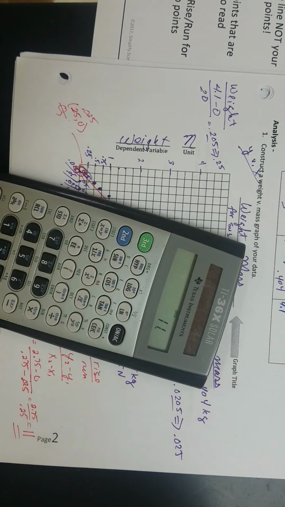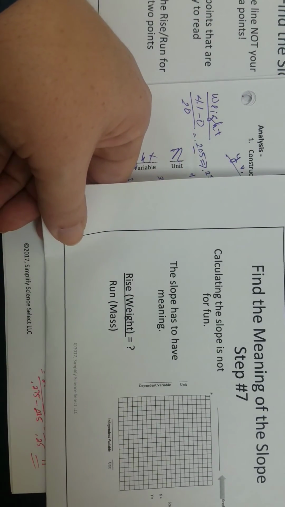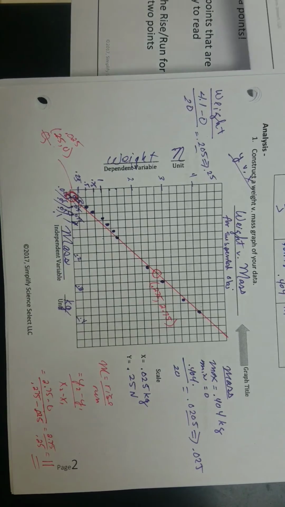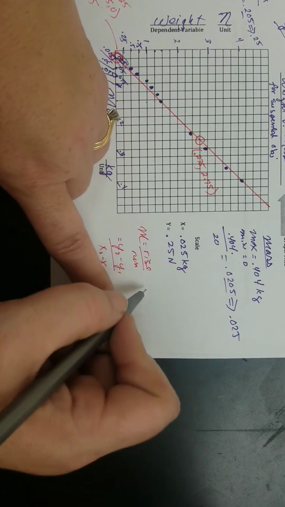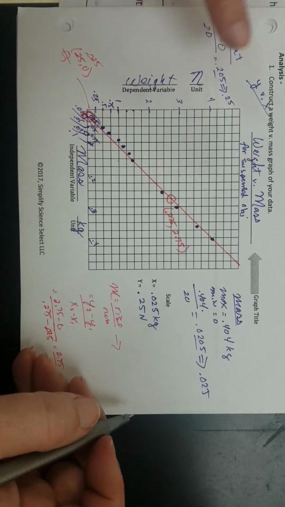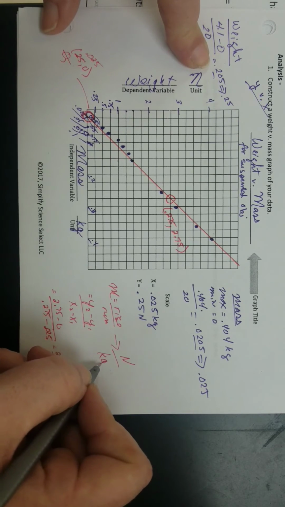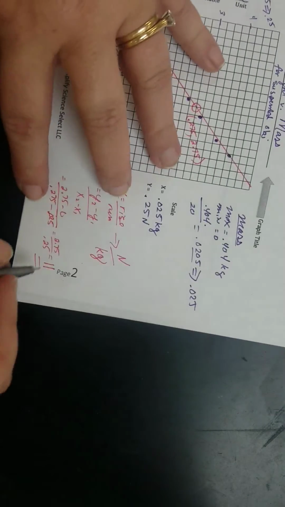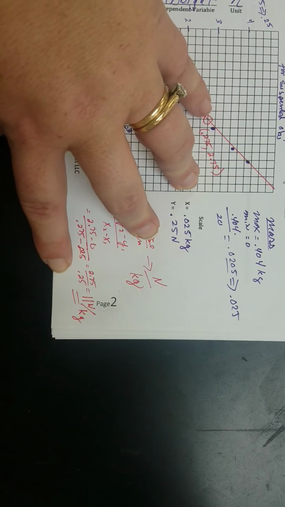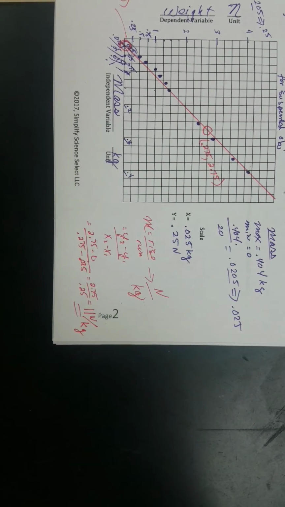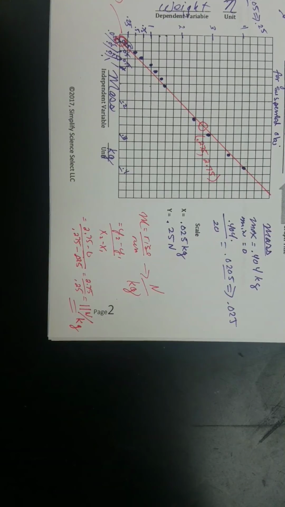Okay. So the question becomes, slope has to have meaning. What is it? So let's take a look. Okay. So this is 11. And I could do my rise over my run for my units as well. My rise is newtons. My run is kilograms. So that means that this is newtons per kilogram. So let's finish this off by thinking about it. We've got newtons per kilogram. It's 11 newtons per kilogram. It is weight, and it is divided by mass.